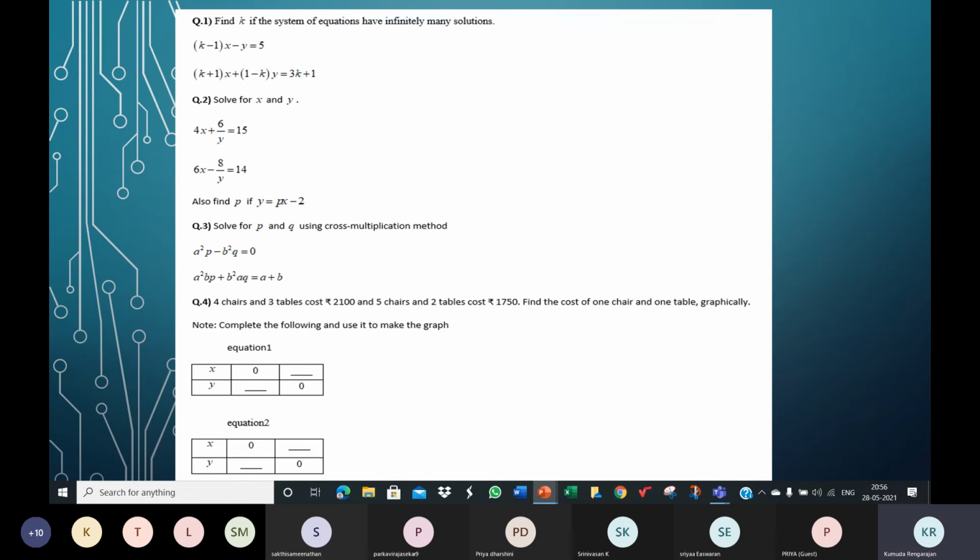Yes. Srinivasan, Shreya and Parkavi, they've shared their graphs. All of them have got it right. Srinivasan is getting perfectly 150, 500 as the point of intersection.